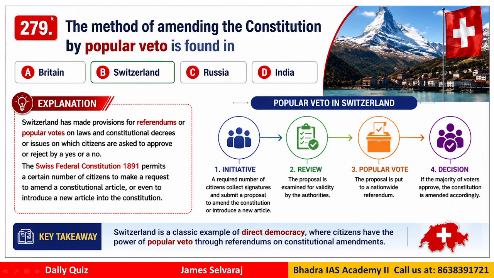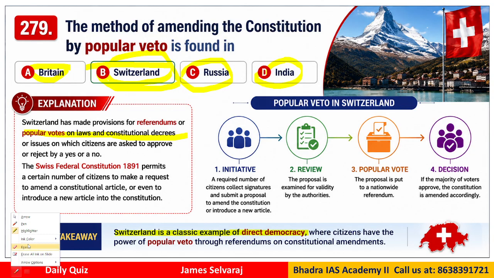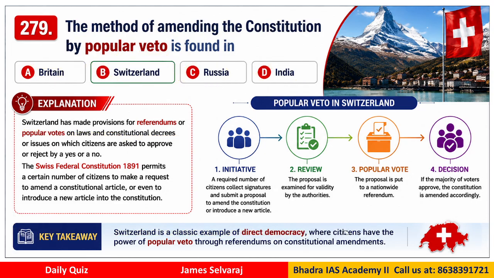Question number 279. The method of amending the constitution by popular veto is found in which of the following? The options are Britain, Switzerland, Russia, India. The correct answer would be Switzerland, that is option B. Switzerland has made provisions for referendums, popular votes on laws and constitutional decrees. I also mentioned in earlier questions that Switzerland practices direct democracy, and it is a classic example of direct democracy. Therefore they have the referendum, plebiscite and these kinds of facilities available as part of their governance. So the correct answer would be Switzerland.